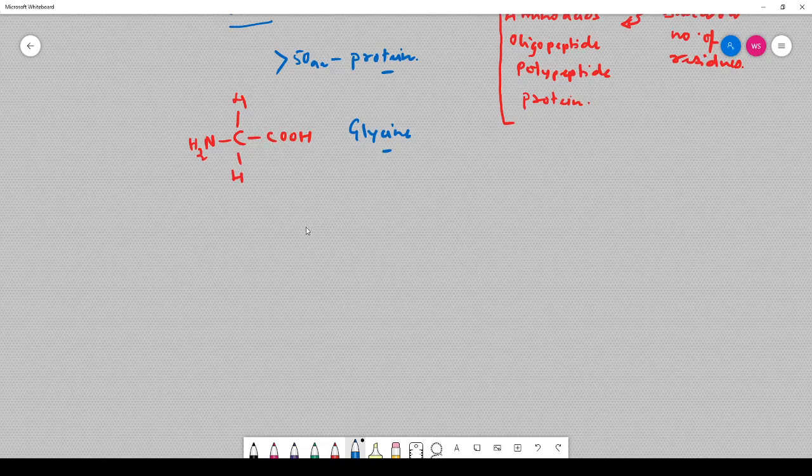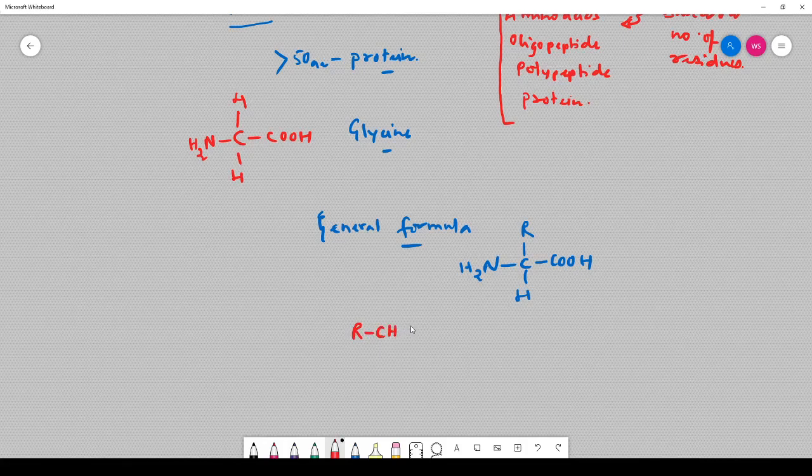Okay, all the amino acids will have a general formula. How can we write the general formula? This is an R group. So this is the general formula of amino acids, where the R moiety would be different in different amino acids. So how can we write this properly? We can say the general formula would be R CH NH2. Okay, so this would be the general formula of amino acids.